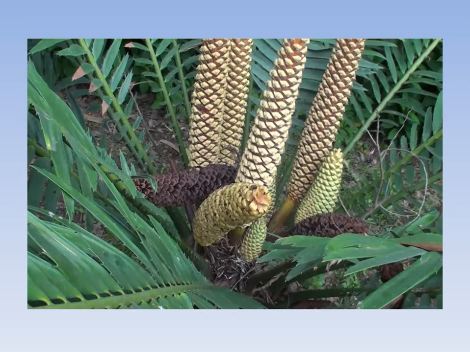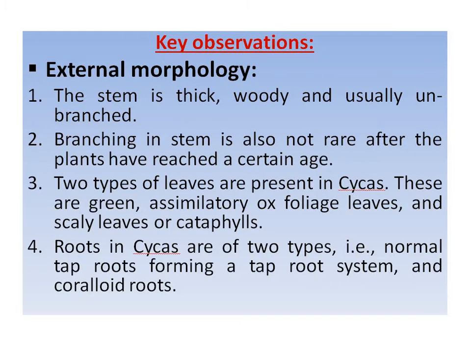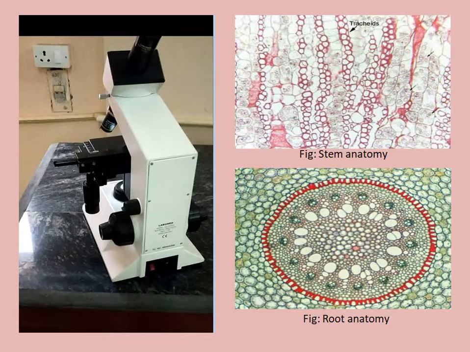And the second type of leaves seen in Cycas is the scaly leaves or cataphylls. These are dry, brown colored, somewhat triangular leaves with one end pointed. These are present at the apex of the stem and remain covered with several ramental hairs. So these are the morphological characteristics we have seen in Cycas.